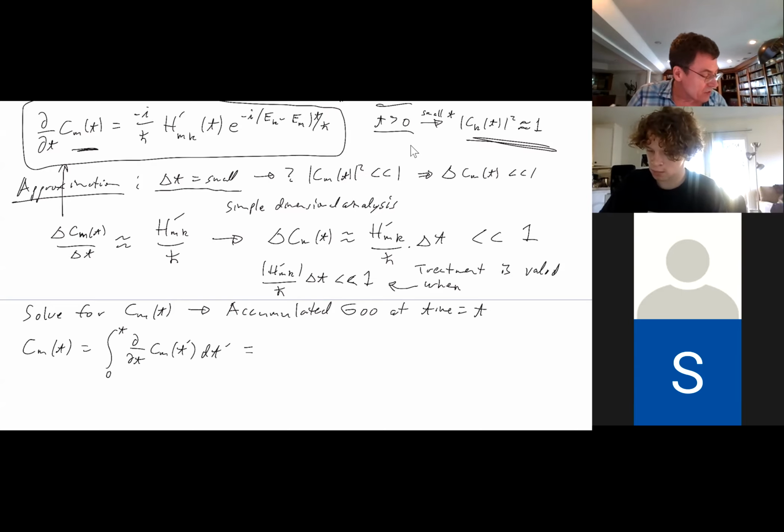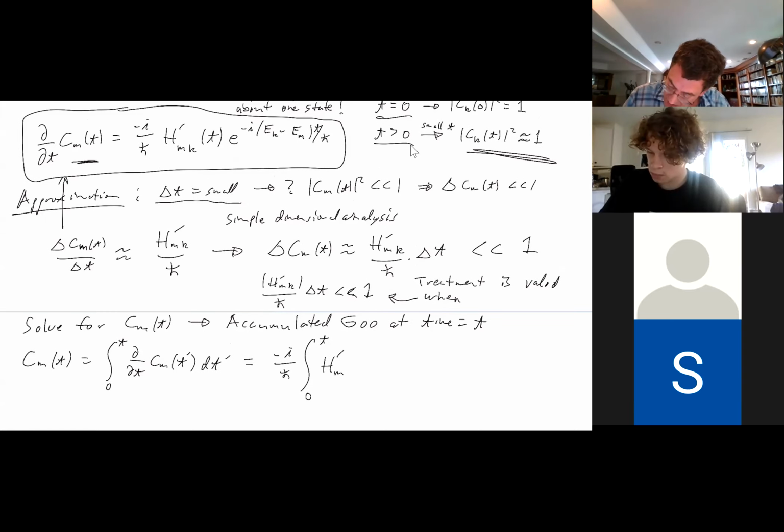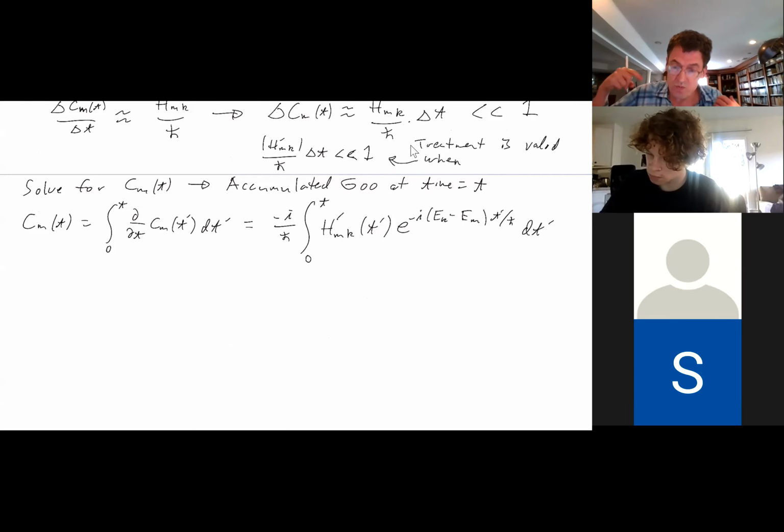And so when we integrate it, we're going to get negative i over h bar times the integral from 0 to t. And we just integrate that sucker, and it's really simple: h prime mk of t prime, e to the negative i (Ek minus Em of t prime) over h bar, t prime over h bar, dt prime. Okay, and so that's all we're doing.